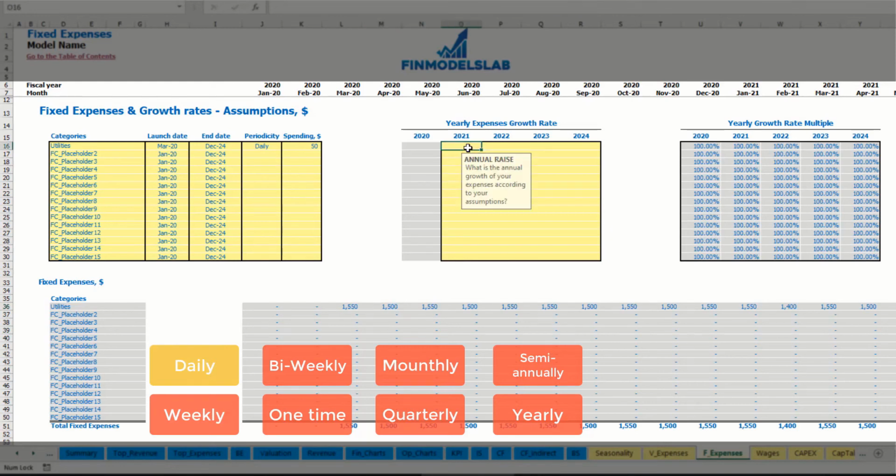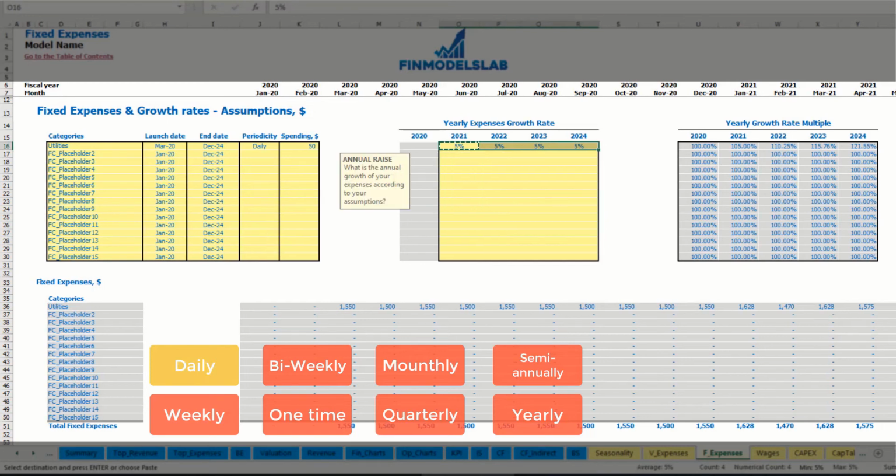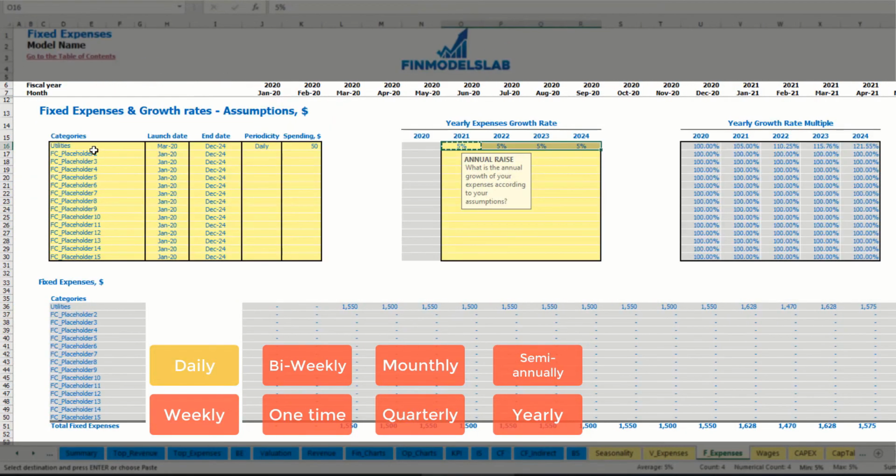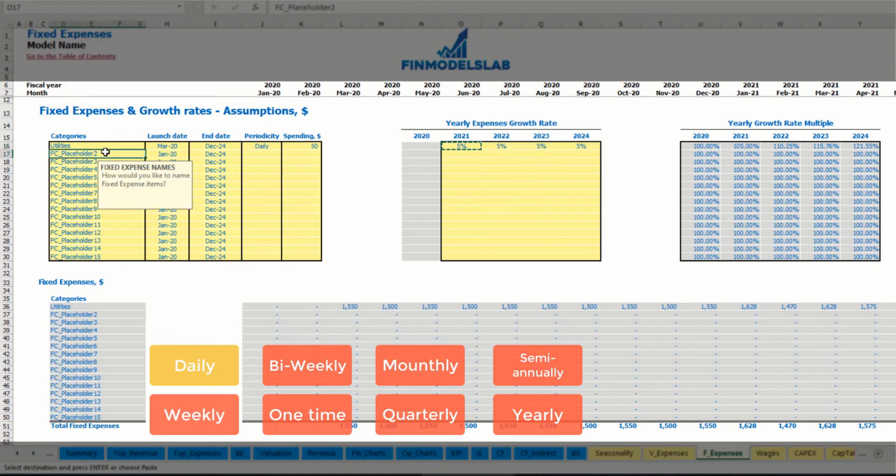Also, you have the ability to input some growth rate year over year. Once you input this growth rate, you will see that your utilities will grow over the years. Let me give you a couple of other expense types. For example, advertising.